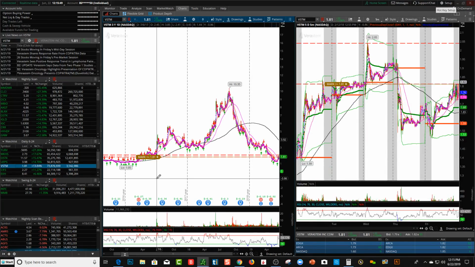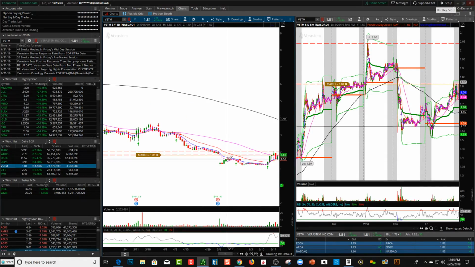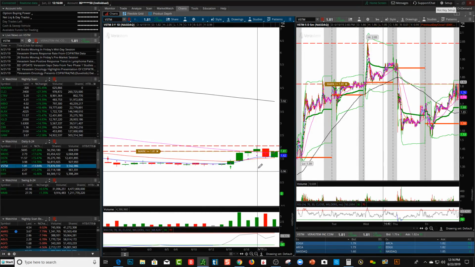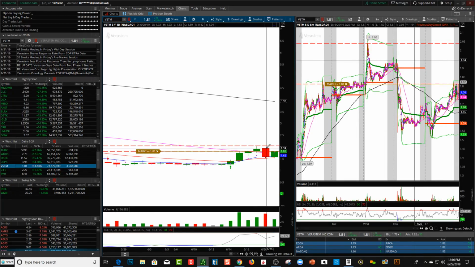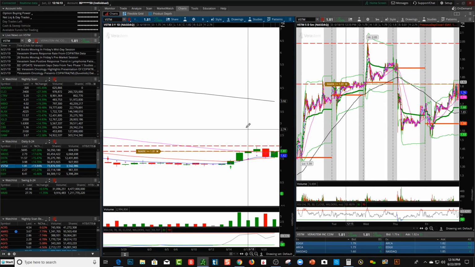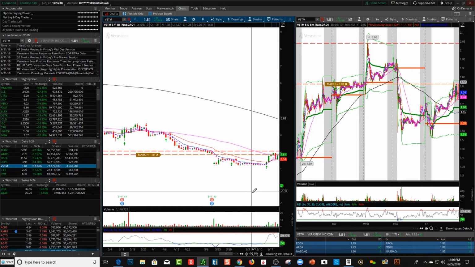VSTM, why did I put this one on? So VSTM, I don't love this one as much, but I can see kind of a cup and handle-ish. It's holding the 50 SMA. It's a little bit closer to resistance than I'd like. So I'm not loving it as much, but I'm seeing kind of a cup and handle. If it can get above that 2 or 2.04 area, this one might have a chance to go up and fill. Actually, there is already a gap fill, but you can see the 9 and 20 crossing.